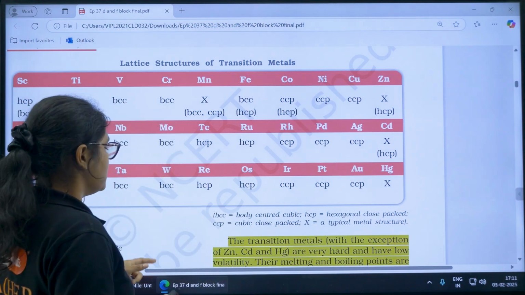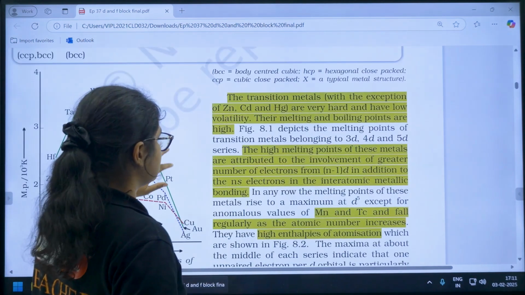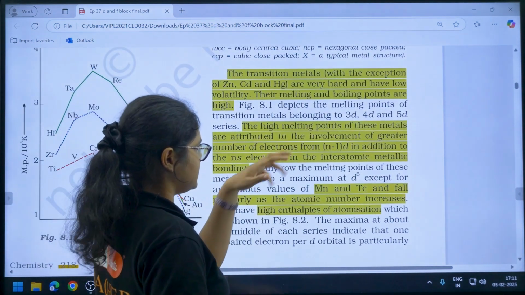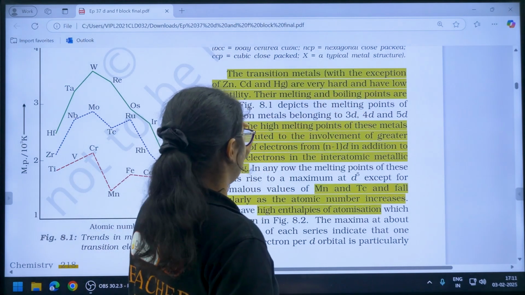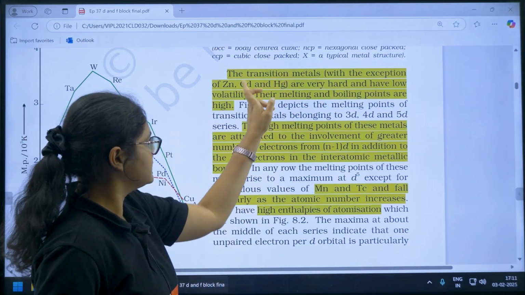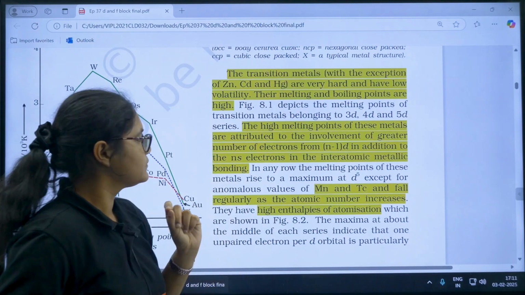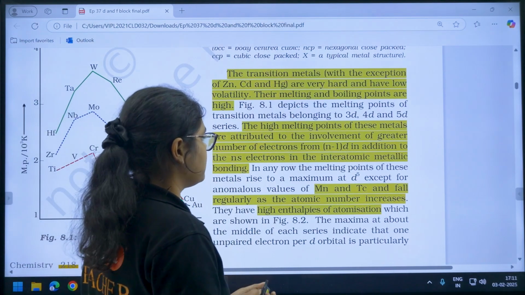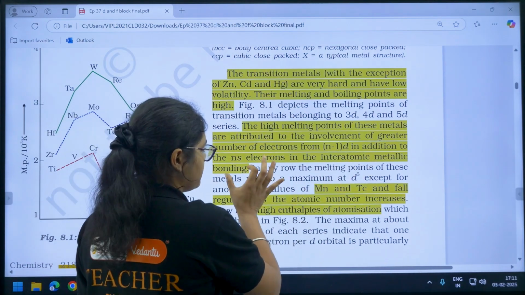Now coming to the other properties. The first one: the transition metals are generally very hard, have low volatility and have high melting and boiling points. What are the exceptions here? Zinc, cadmium and mercury. Next, why do they have this high melting point? Because of strong interatomic bonding.